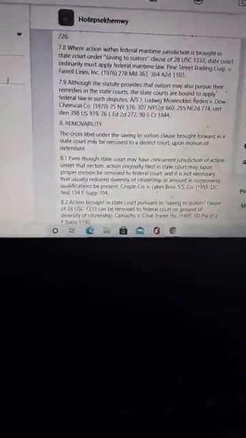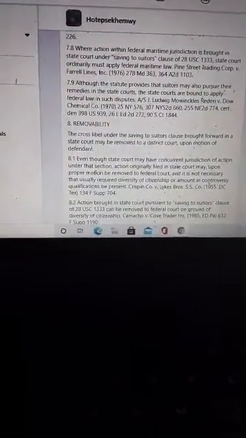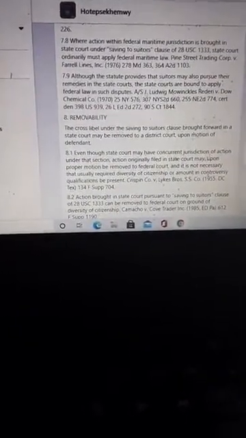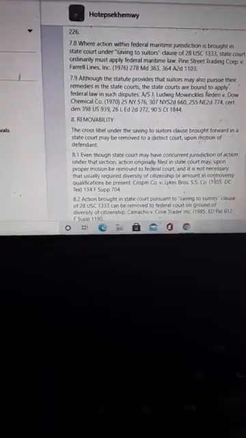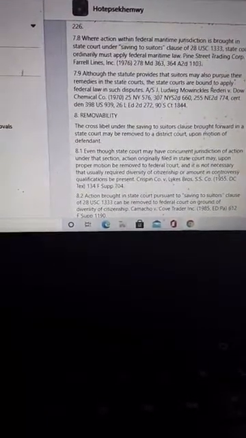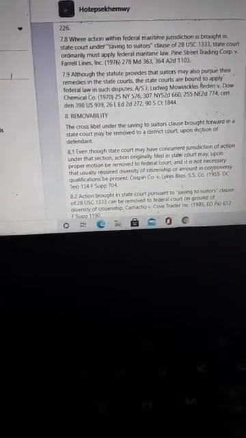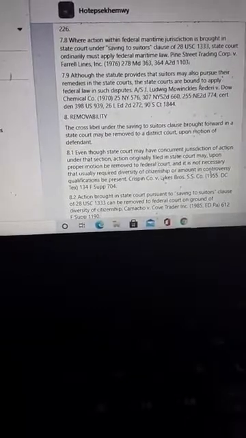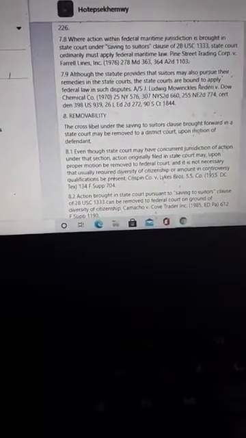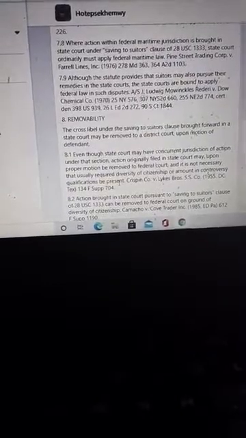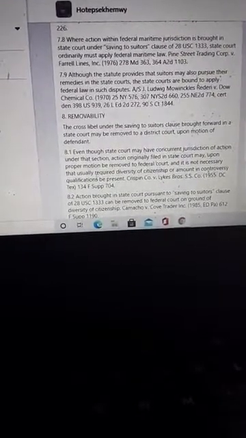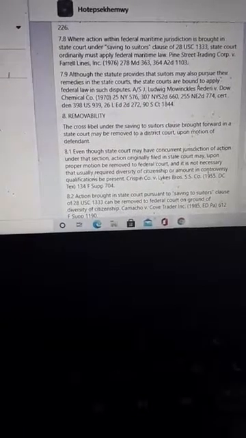So when you people want to try to dismiss a simple ticket, realize they've got a lot of presumptions going, and you've got to remove those presumptions. You've got to show them how it's removable. You've got to talk to them about it. Even though state court may have concurrent jurisdiction of action under that section, action originally filed in state court may, upon proper motion, be removed to federal court. And it is not necessary that the usually required diversity of citizenship or amount in controversy qualifications be present. Why? Because we're not talking about values. We're talking about equity here. We're talking about the forum, the venue.